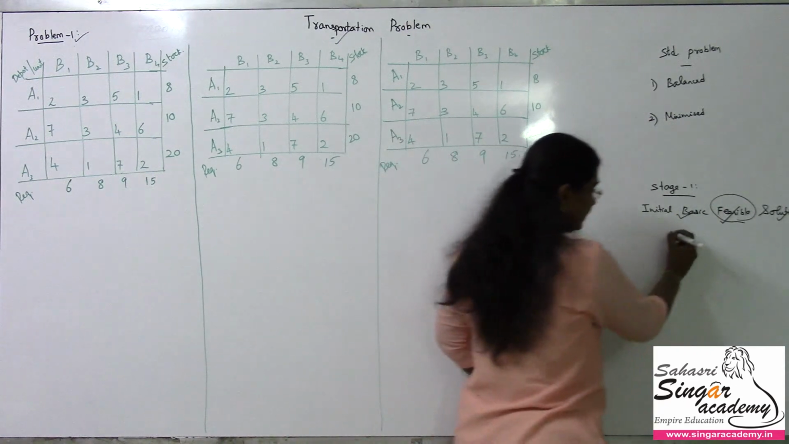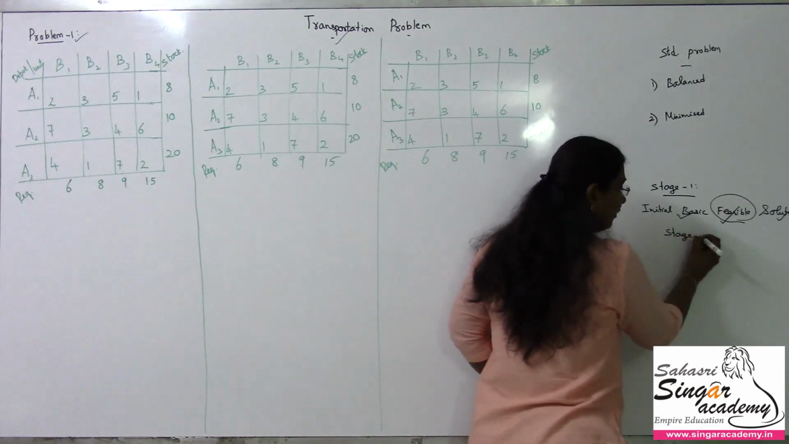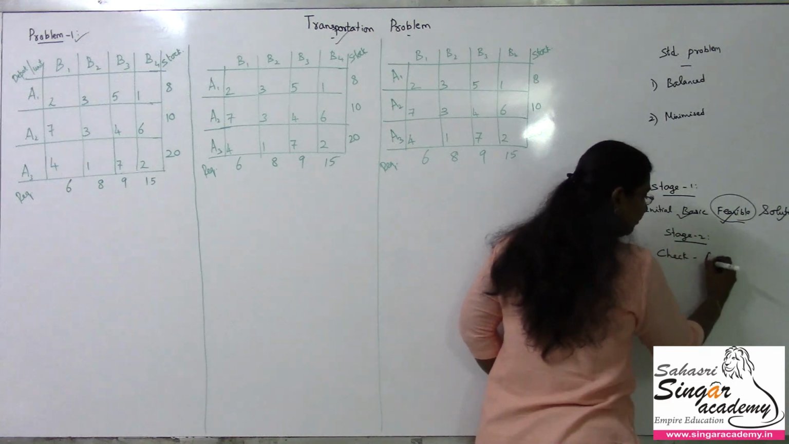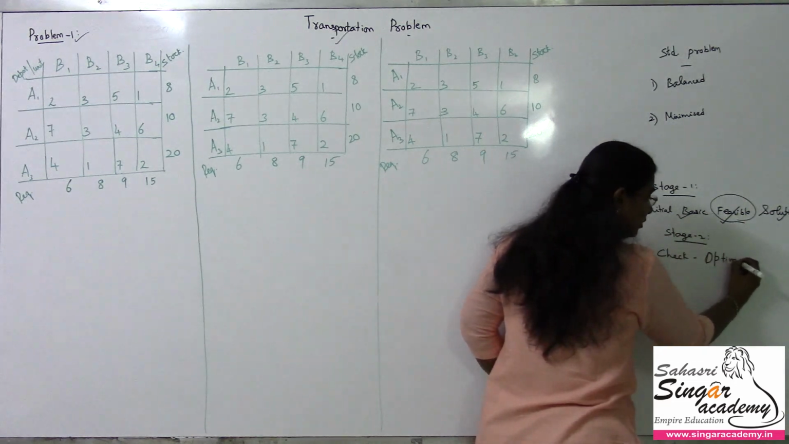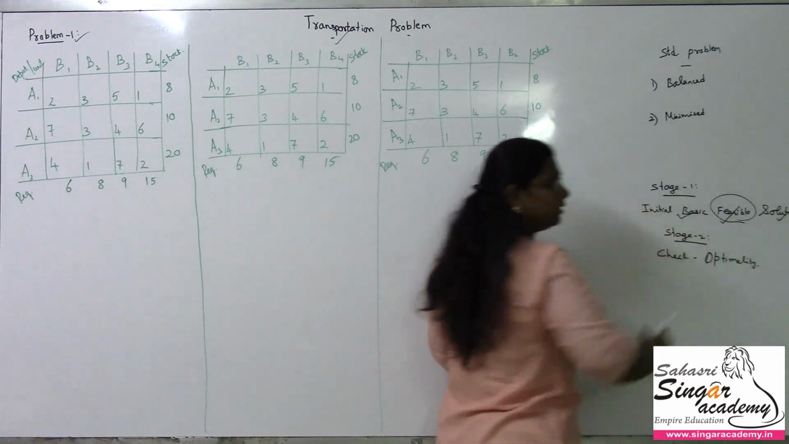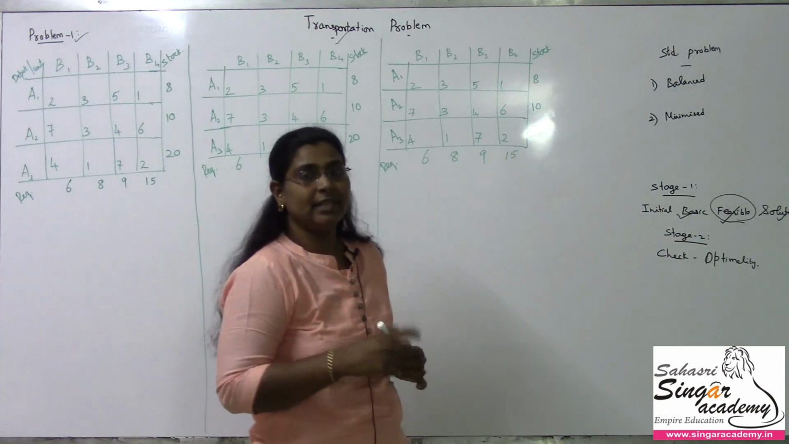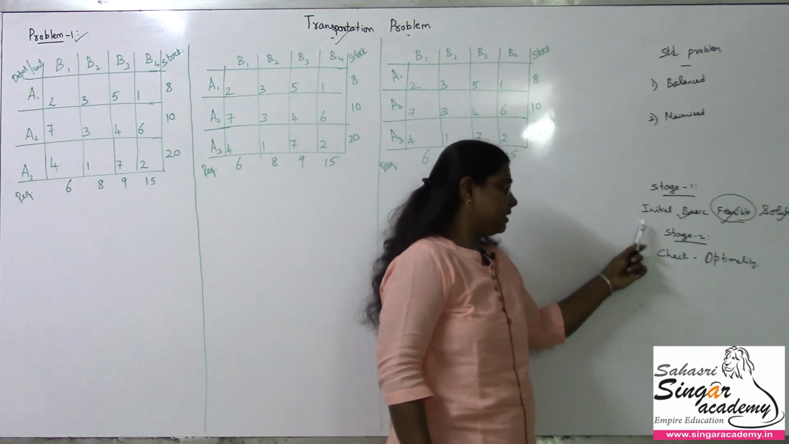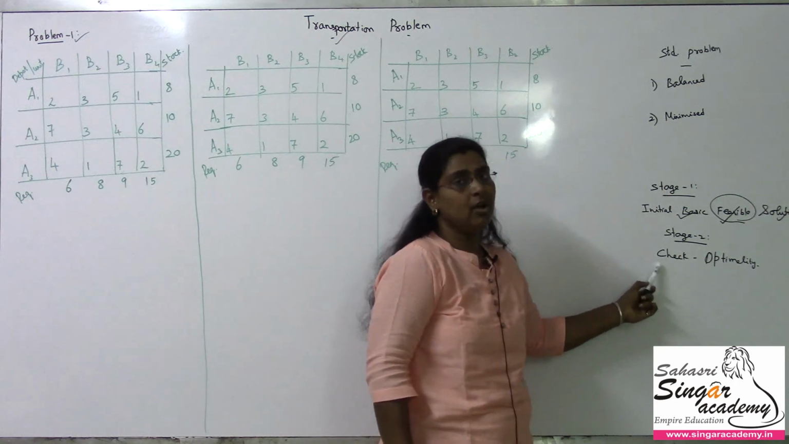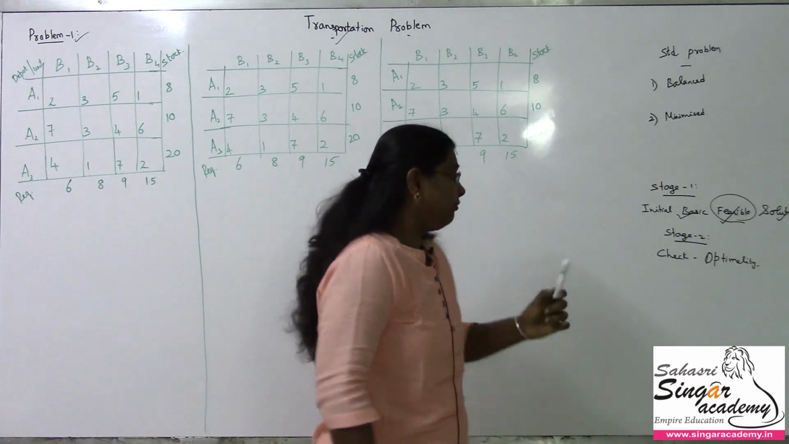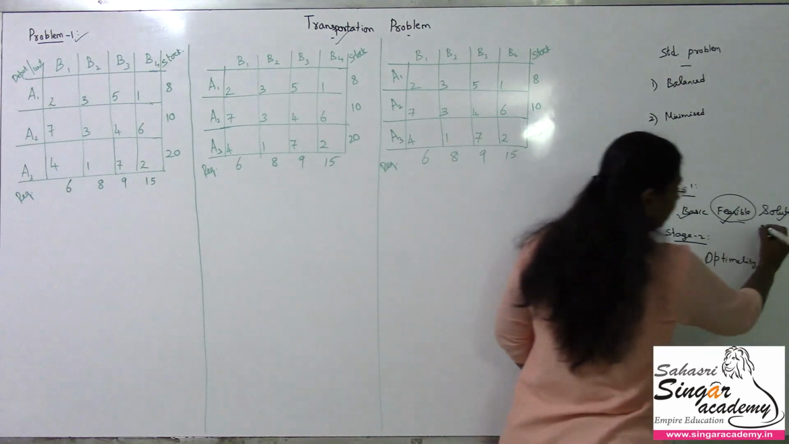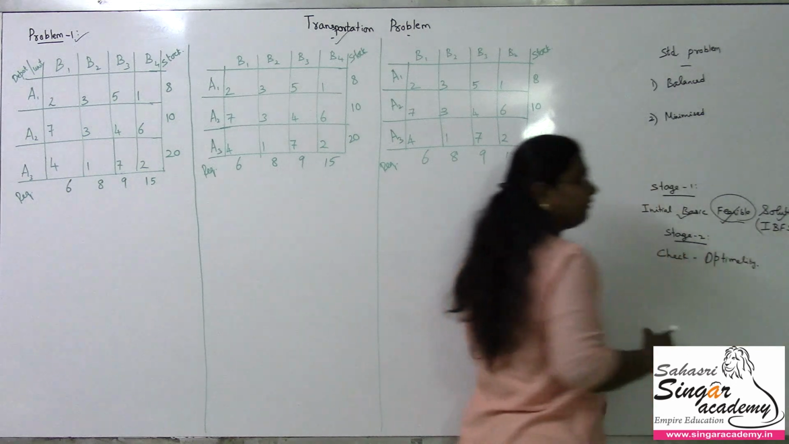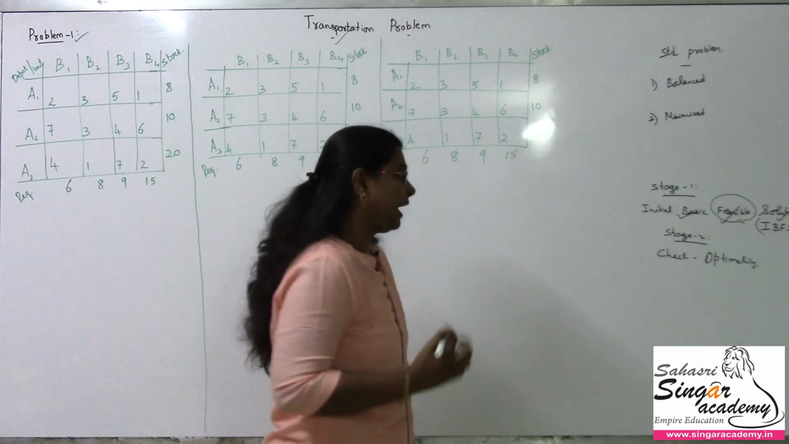In the second stage, we are going to check for optimality. So it's a two-stage problem where the first stage finds the initial basic feasible solution, and in the second stage we check the optimality. For finding the initial basic feasible solution, in short we write IBFS. For finding it, we have three methods.